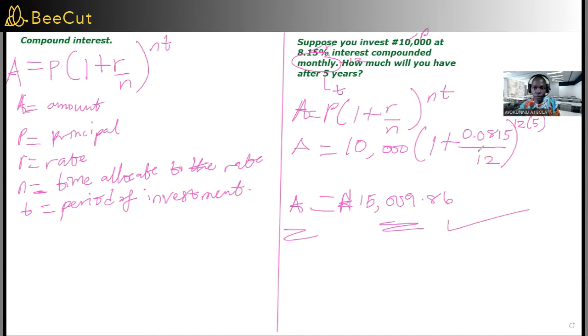So what you have to do is to divide this. That's 0.0815 divided by 12. Then you add to 1. Then you raise it to the power of 60. Then you multiply by 10,000. So you're going to need to press your calculator to get that. But this is the formula to use just in case you are given to find compound interest on a particular amount for a certain number of years or months.